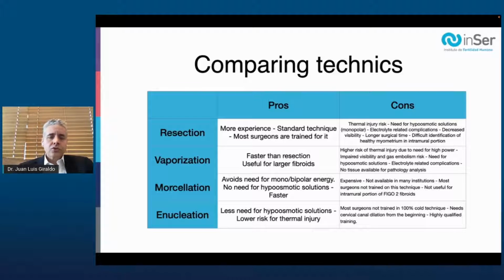So there are pros and cons to each of these techniques. For example, resection. Which are the pros? Well, there's the most experience. Most surgeons are trained to do a hysteroscopic resection, and it's a standard technique.